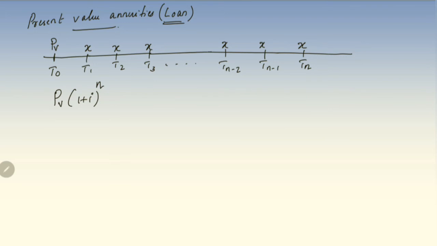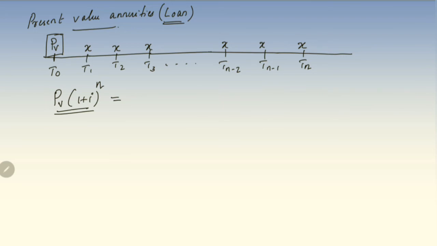Okay, for example, you are applying for a loan and the loan is granted. So PV is the loan amount, and you have to pay this back to the bank, the loan with the interest. So equate the loan money with the equal payment with the interest for n number of times.